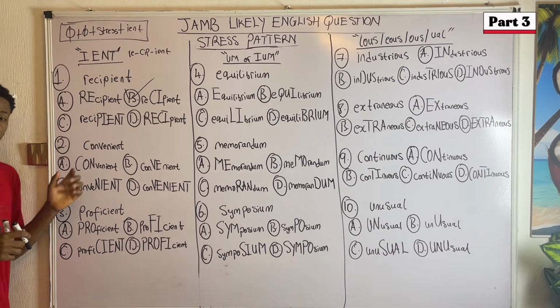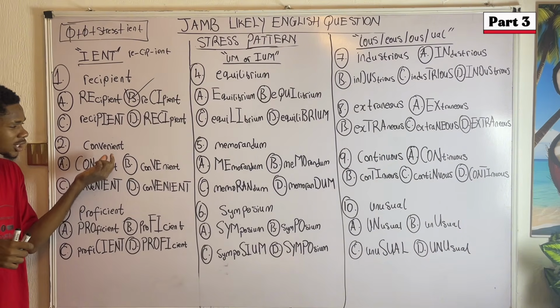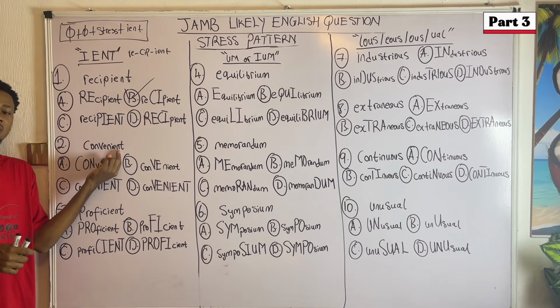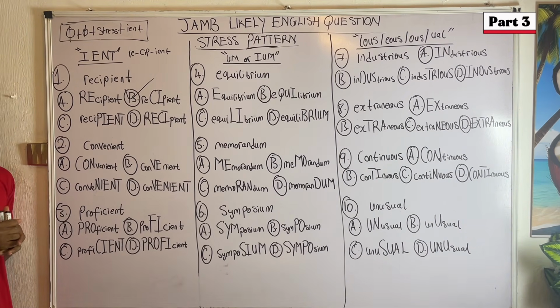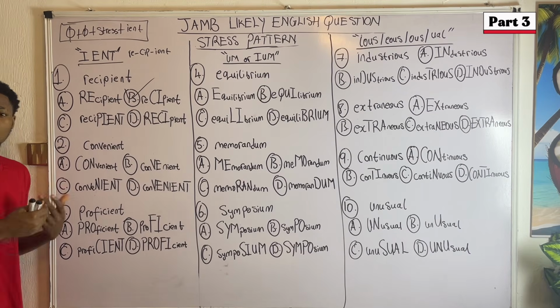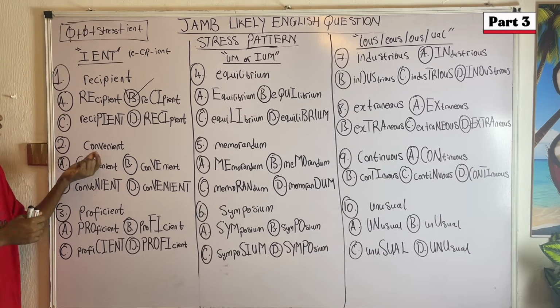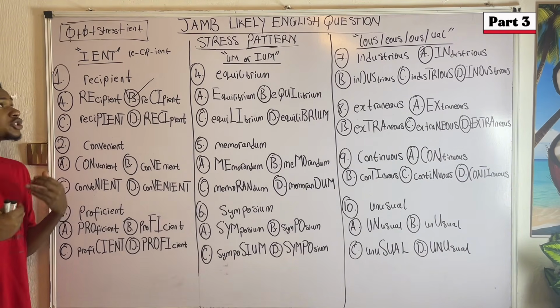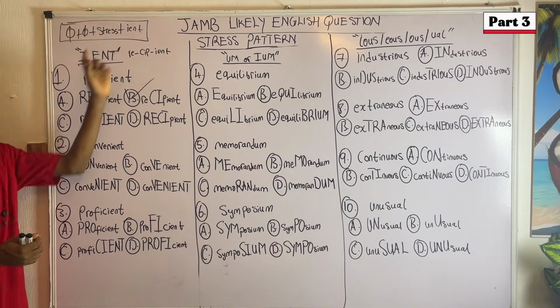Okay, now the next question on the board, we're having convenience. Notice how this particular word ends with IENT again. How do we stress convenience? To stress convenience, we follow the same pattern, the same procedure. Words ending with IENT, how do you stress them? You simply stress the second to the last syllable.